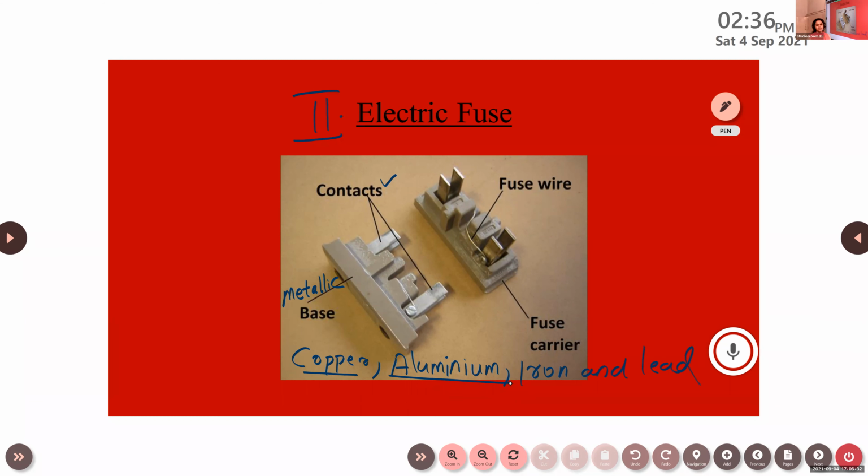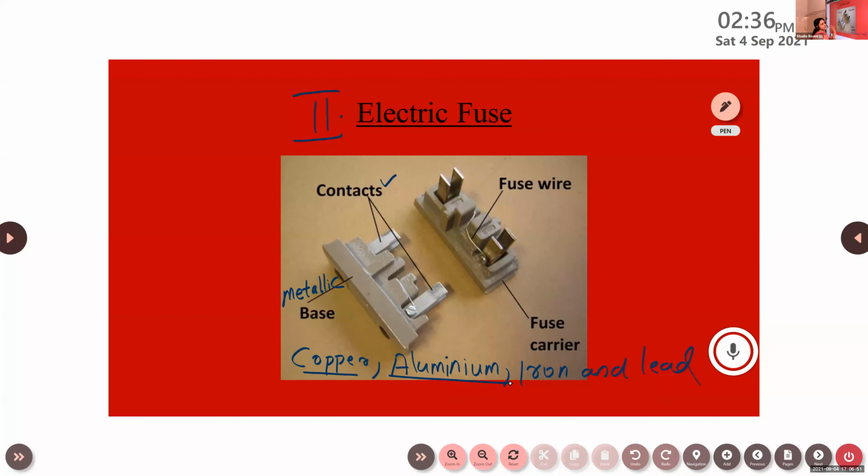Because iron possesses a large resistance as compared to copper and aluminium. That is why we most preferably choose copper and aluminium as our fuse wires. Copper and aluminium metals are preferred as fuse wires.